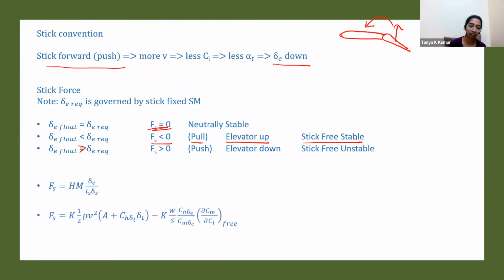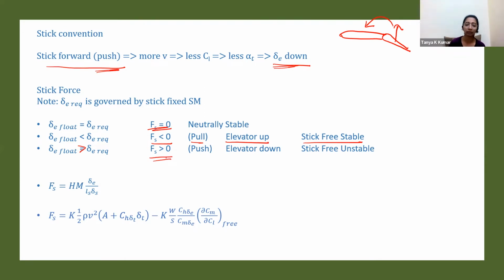Now the reverse condition is when your delta E float is greater than the delta E required. Okay. So what happens? It is floating at an angle more than the one that we require. So we need to reduce that angle. How do we reduce the angle? You need to put the elevator down. How do you pull the elevator down? We've seen in the previous case, you push the stick. So you have a positive stick force.